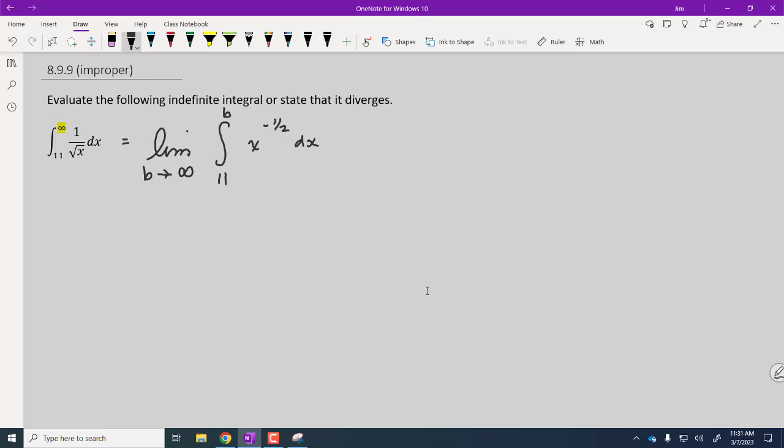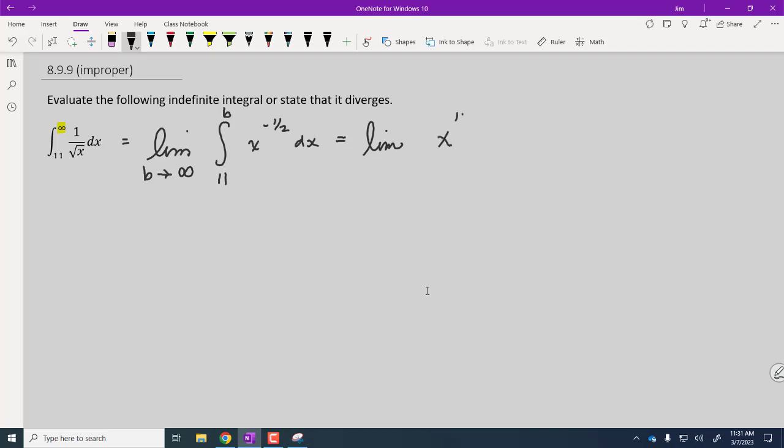Divergence. For a horizontal tail, power of x bigger than 1 in the denominator gives convergence. Power less than 1 gives divergence for a horizontal tail. For a vertical tail, power in the denominator less than 1 gives convergence. Power in the denominator greater than 1 gives divergence for a vertical tail. So we're expecting divergence here because this is a horizontal tail. Let's see, the process should confirm what we're expecting.